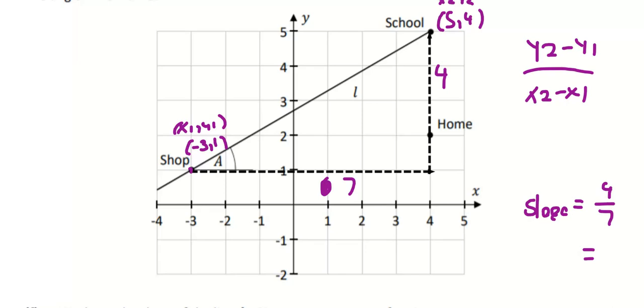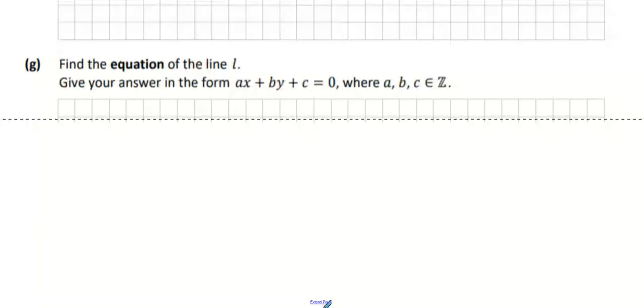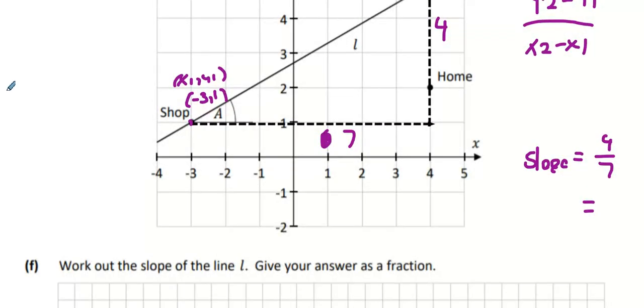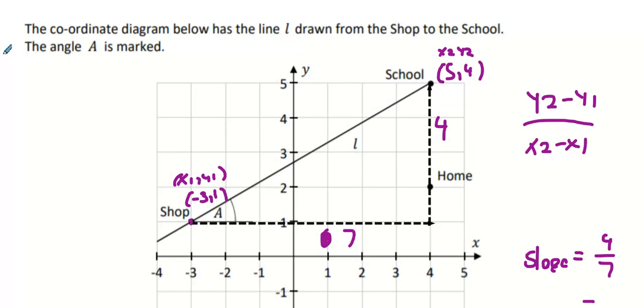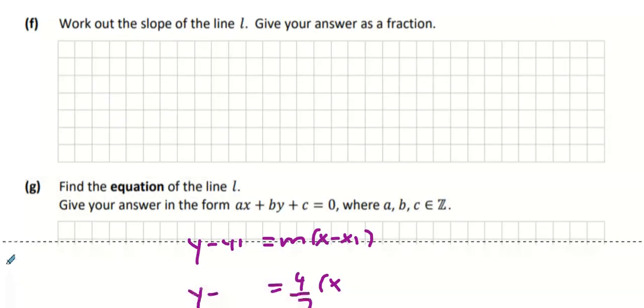Okay, next part. Find the equation of the line L. Give your answer in the following form. Okay, so we have the slope, which is great. So we're going to use the formula y minus y1 equals m times x minus x1. All I have to do is put in the slope as 4 over 7, and I have to pick any point that's on that line. So I have a choice. I can choose minus 3, 1, or I can choose, sorry, not 5, 4. That's 4, 5. I'll probably choose 4, 5 to be honest. Both of them are positive, so it makes things easy.